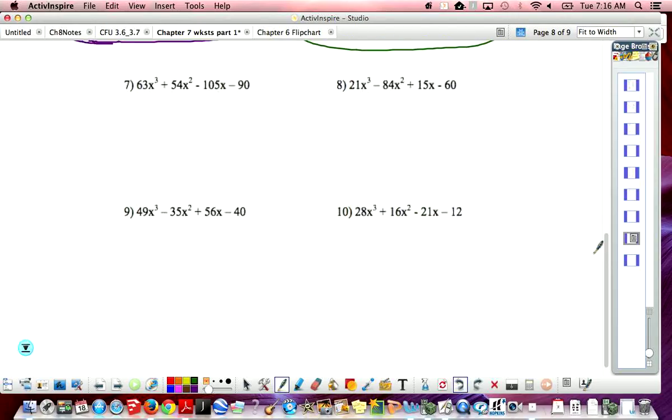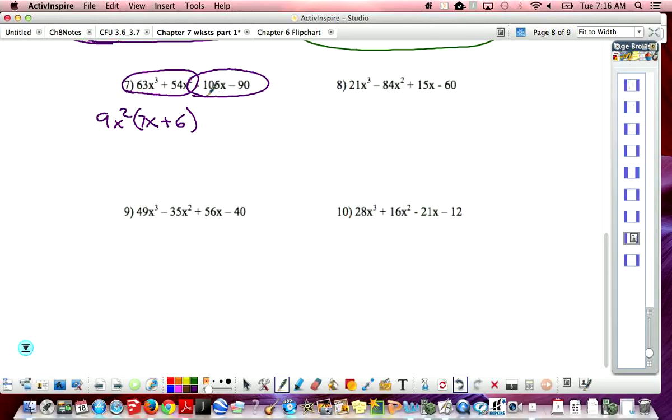Alright, number 7. The numbers get bigger, but the process is the same. What do these two numbers have in common? Well, 9 goes in there, and so does x squared. So I'm left with just 7x plus 6. Then I ask myself, what number goes into 105 or negative 105 and negative 90?